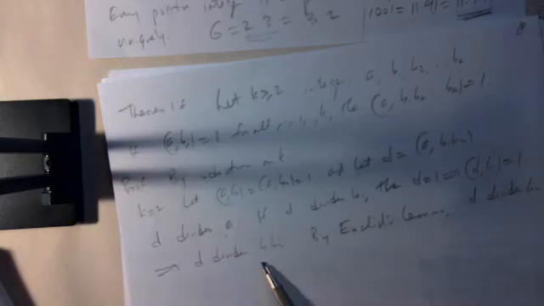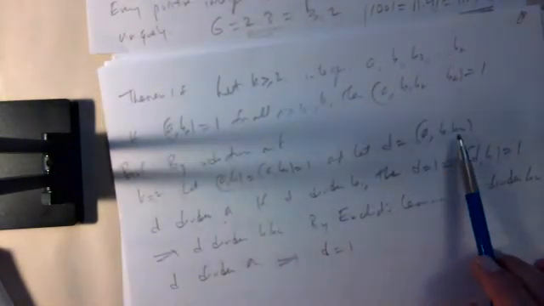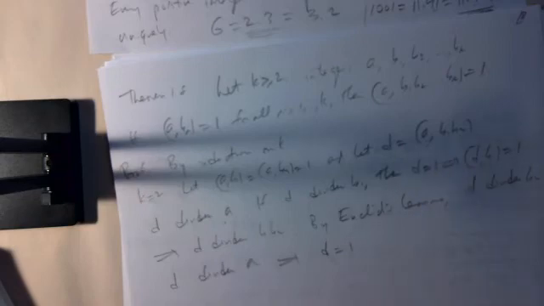We know that D divides B1 B2. That's our hypothesis. So D divides B1 B2. It's relatively prime to B1. Therefore, it has to divide B2. So D divides B2. D also divides A. A and B2 are relatively prime. So D equals 1. That's what we wanted to prove. If B1 and B2 are relatively prime to A, the product is also relatively prime to A.